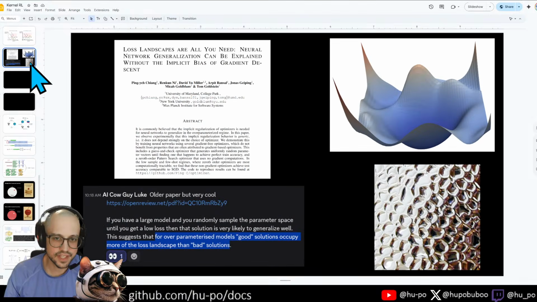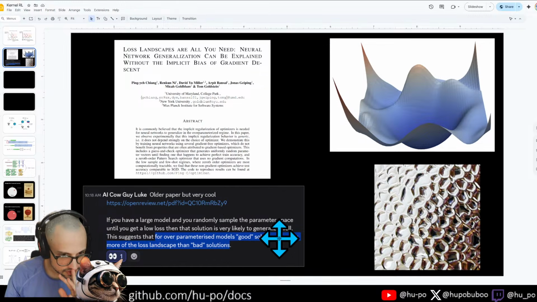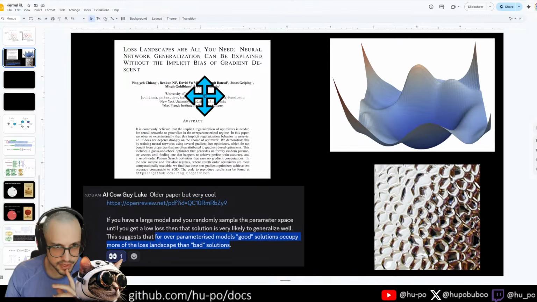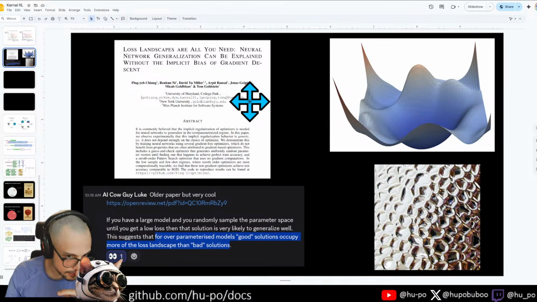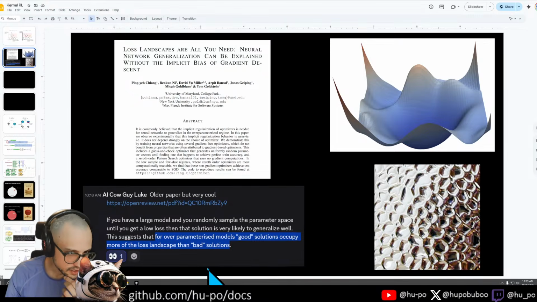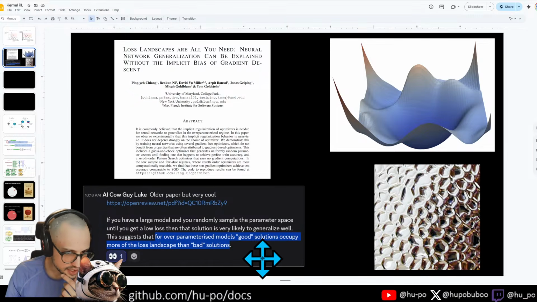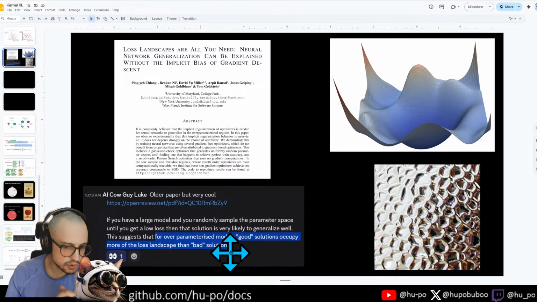Oh, here's something to think about. This is a quote from someone in our Discord that summarizes this paper. Loss landscapes are all you need. Neural network generalization can be explained without the implicit bias of gradient descent. If you have a large model and you randomly sample the parameter space until you get a low loss, then that solution is very likely to generalize well. This suggests that for over-parameterized models, good solutions occupy more of the loss landscape than bad solutions.